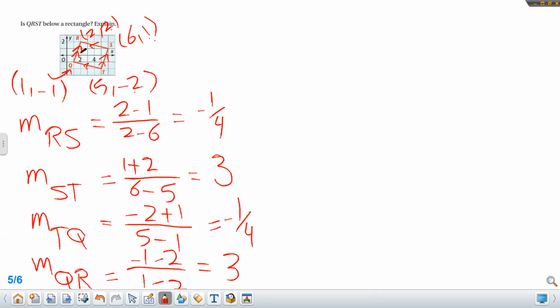Check any two adjacent sides, RS and ST, for example. If slope 1 times slope 2 equals -1, they are perpendicular, so the angle between them is 90, so the figure is a rectangle. But -1/4 times 3 does not equal -1. So this figure is not a rectangle. So the answer is no. You can just say this figure is a parallelogram.